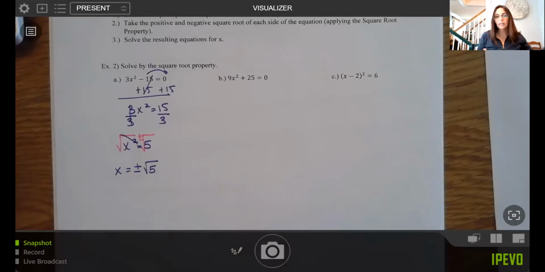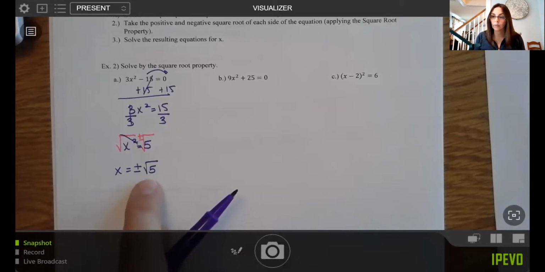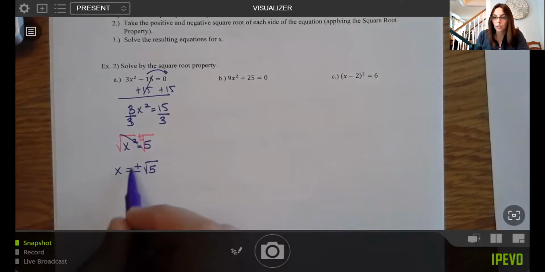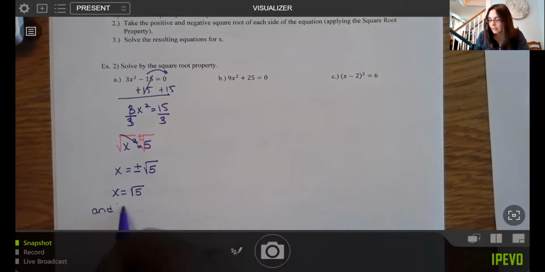Now, that is fine. You can leave it like that. If you want an approximation, you could use a calculator to get a decimal answer, but usually we like to leave it as the root answer unless it says for you to round. So I'm going to leave that. So this plus or minus just means that there are 2 answers. If you don't like that, you can always write them separately. x equals square root of 5 and x equals negative square root of 5.